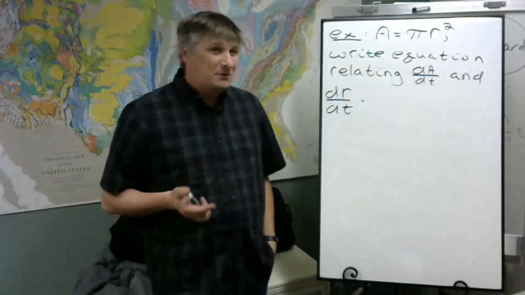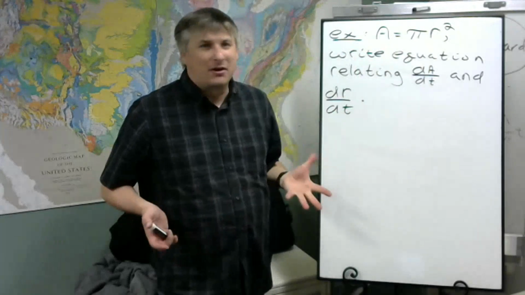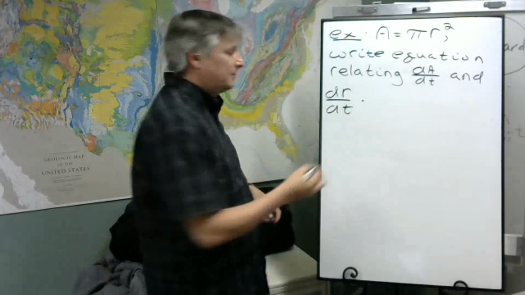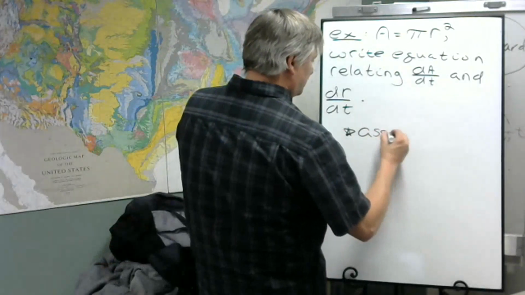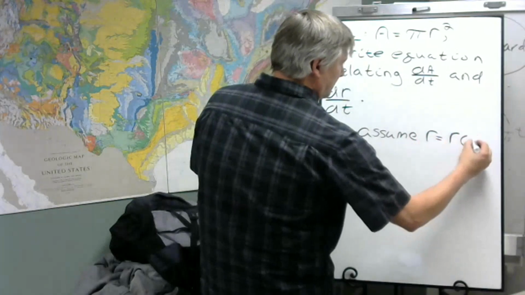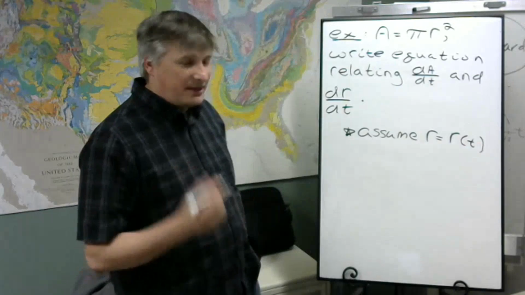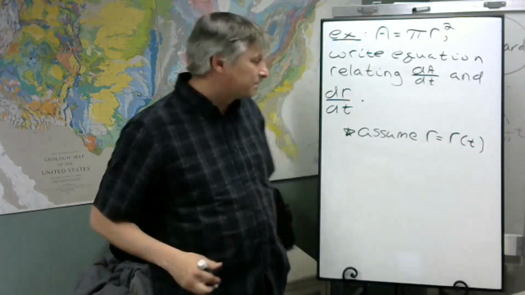So the way we're going to do this, we look at this, we just see A and R. How the heck is T getting in here? So what we're going to do is this. We'll assume R is a function of T. That's how we have to do this. This is sort of one of these things you just got to do in this section.